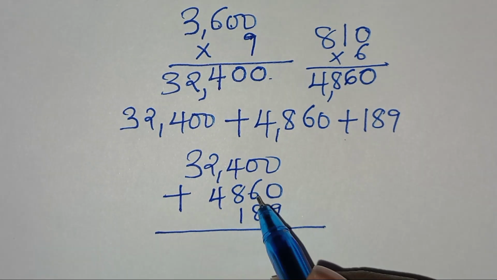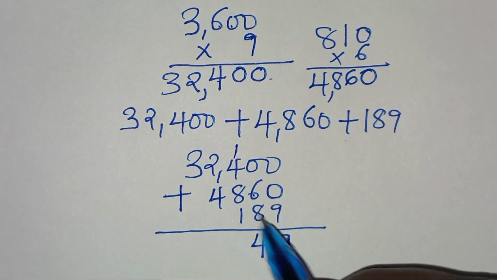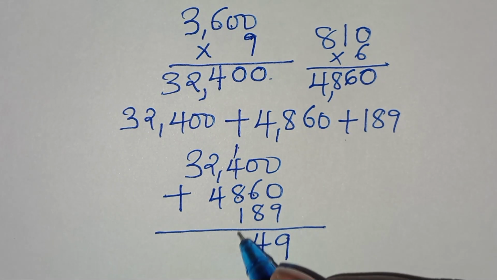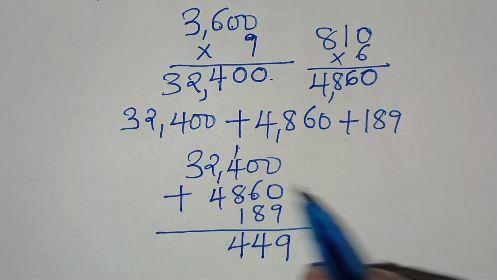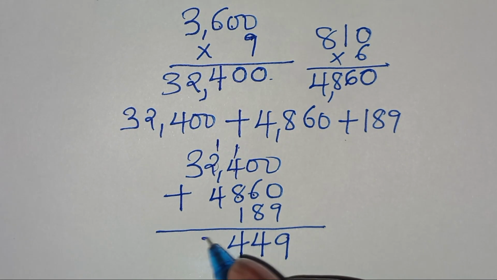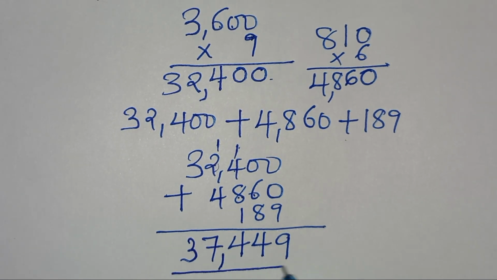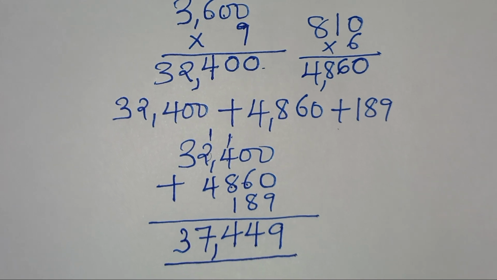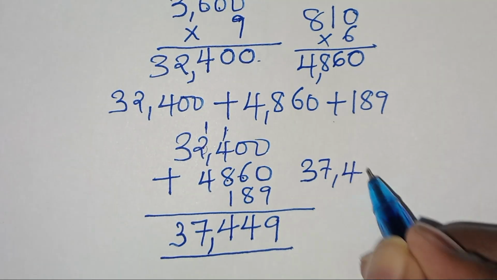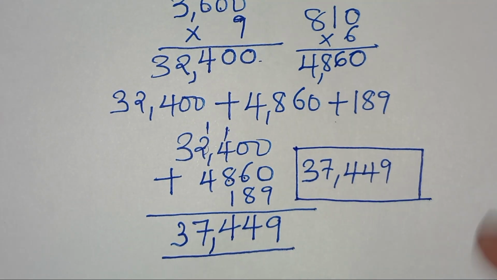This is 9. 6 plus 8 is 14. 4, carry 1 here. Now we have 8. 8 plus 4 is 12 plus 1, 13 plus 1, this is 14. 4, carry 1 here. Then we have 4 plus 2, this is 6 plus 1, this is 7. Then 3. So we have 37,449. And this is the solution to this math problem.